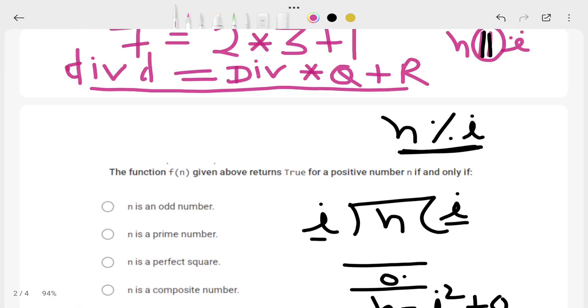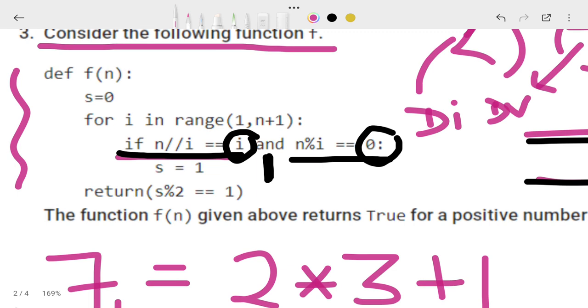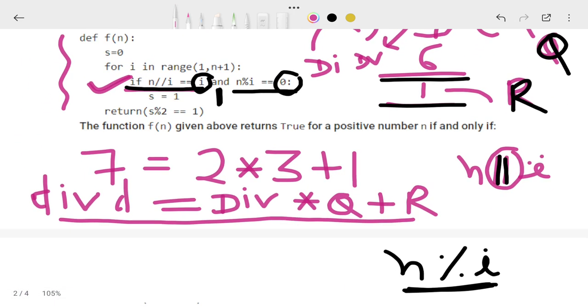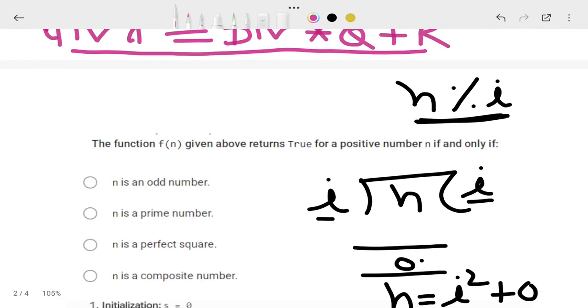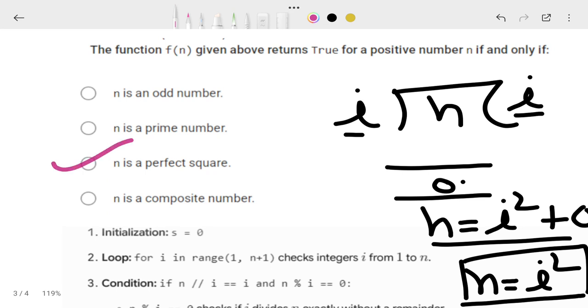By the help of reading only this line, you can understand what is the program. So if a number is divided by i, again you are getting i, means quotient is i and remainder is 0, it means that is the perfect square. So no need to write the other. So this is the answer.